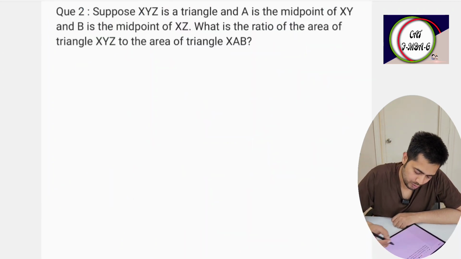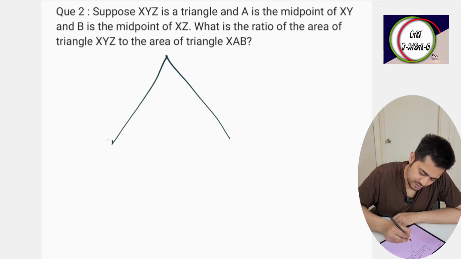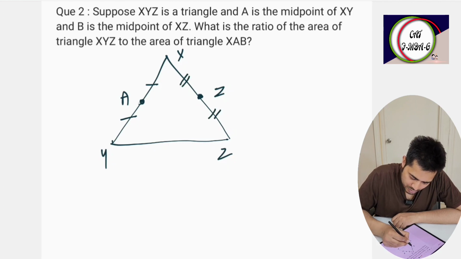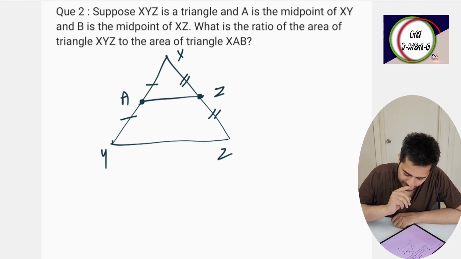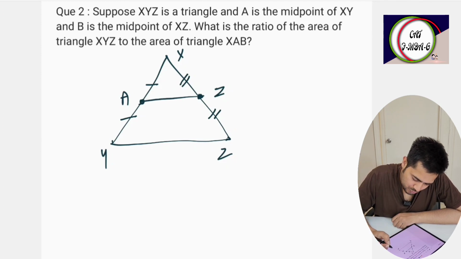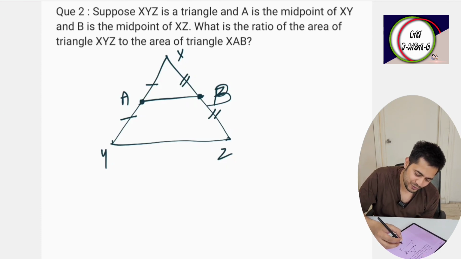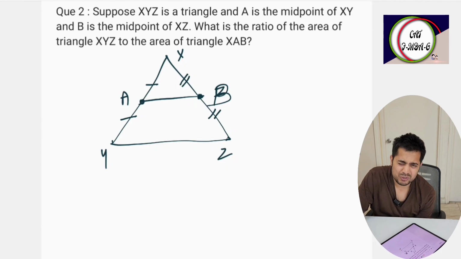Okay, so question number 2. Suppose XYZ is a triangle. A is the midpoint of XY, B is the midpoint of XZ. So this is equal to this is equal to this. What is the ratio of the area of triangle XYZ to XAB? So we have to find out the area of XAB, sorry, this is B. So XAB and XYZ. By the proportionality theorem you can use a lot of concepts.